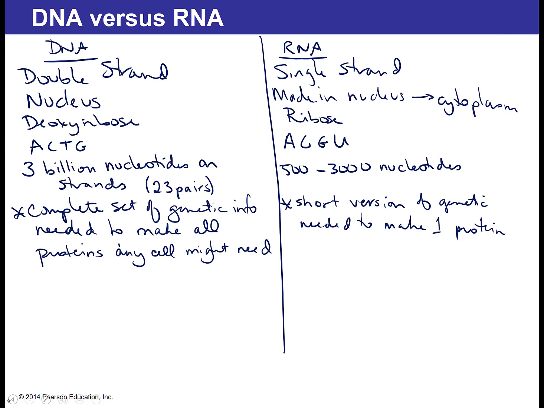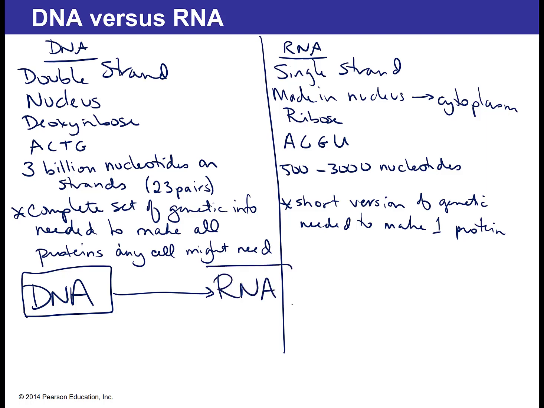So in the flow of things, DNA is converted to this short version, which is RNA, and then that molecule is the code or the instructions in order to make a protein.